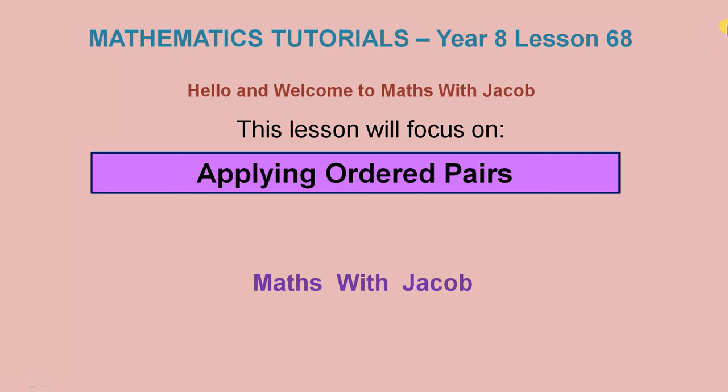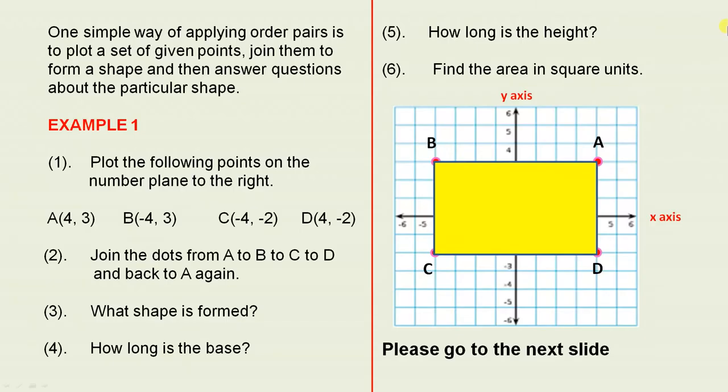This lesson will focus on applying ordered pairs. One simple way of applying ordered pairs is to plot a set of given points, join them to form a shape, and then answer questions about the particular shape. Let's look at one example.